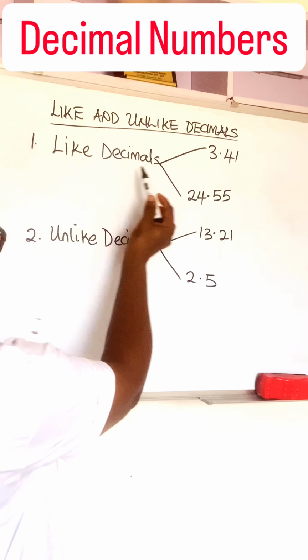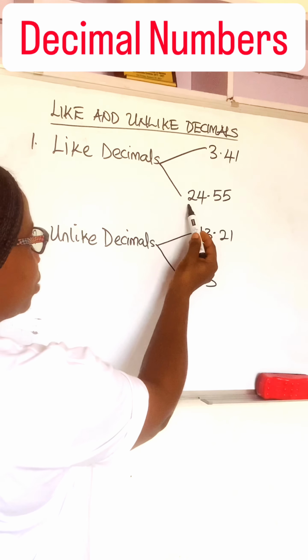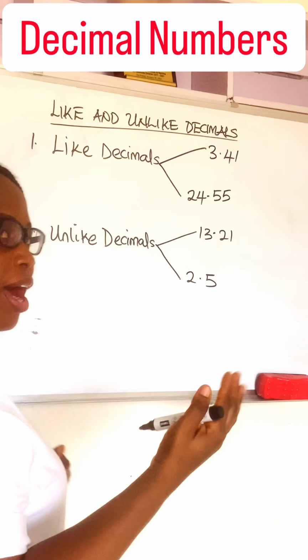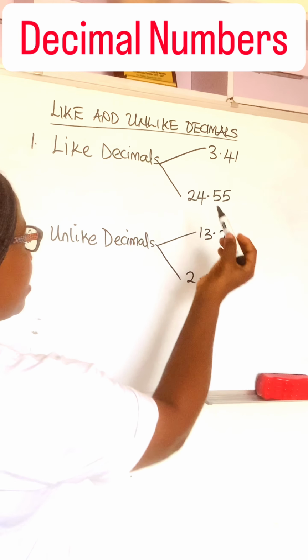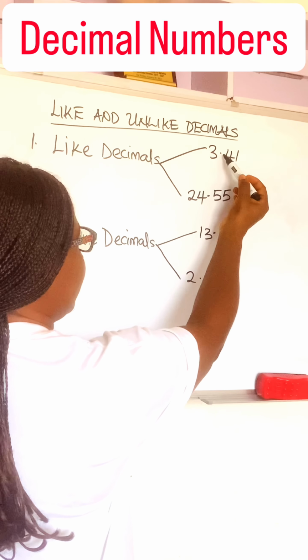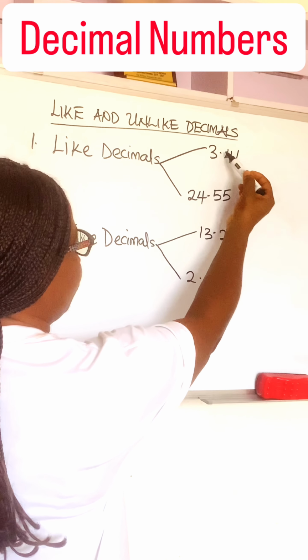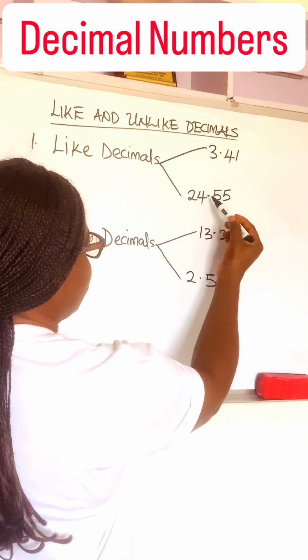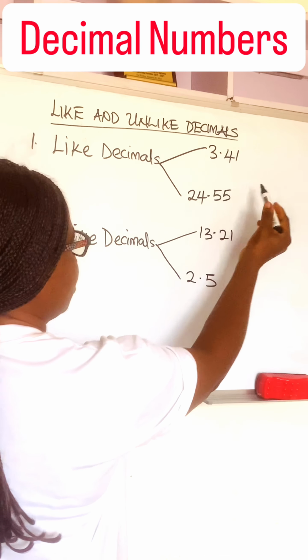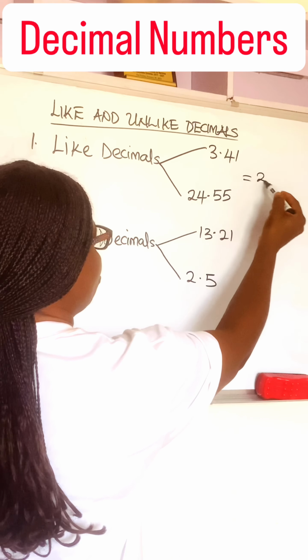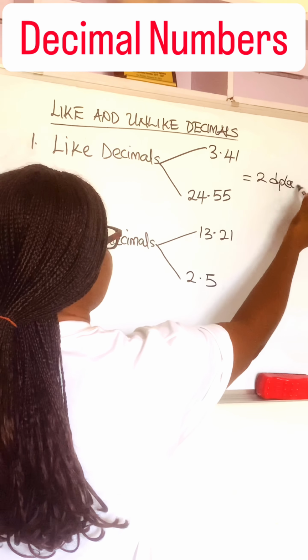We have like decimals 3.41 and 24.55. How are they like decimals? They are like decimals because they have the same number of decimal places. This is where the decimal point is. This is 1 and this is 2. So these two numbers have two decimal places, okay?